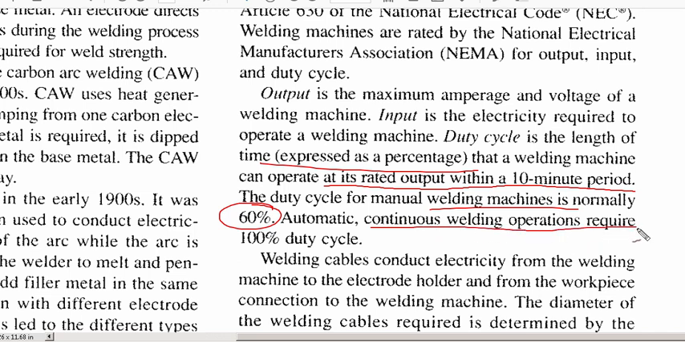Automatic continuous welding operations can require a 100% duty cycle, which means they can do 10 minutes of full blast over a 10-minute time. So that's your terminology for duty cycle in terms of what their rated capabilities are.